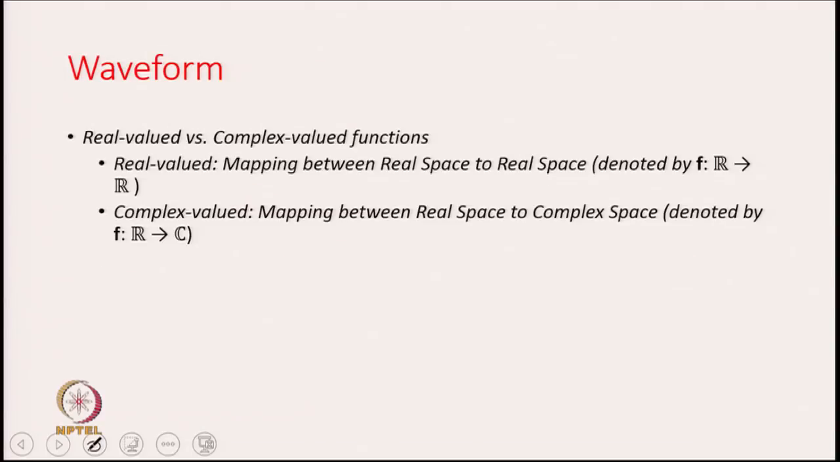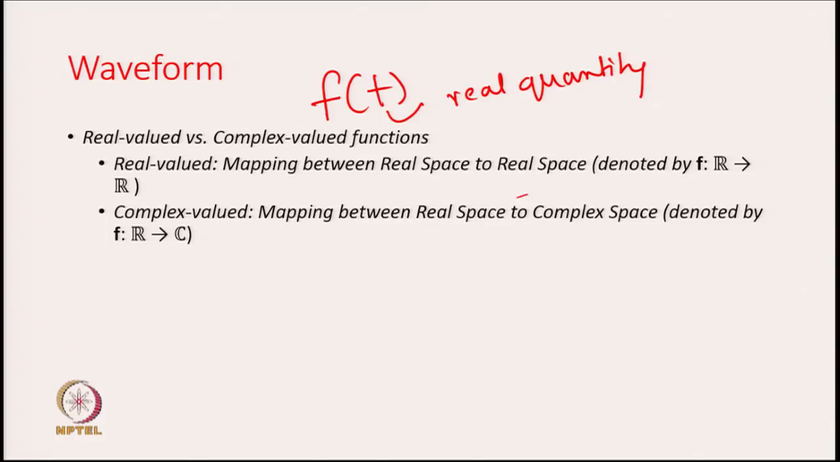Now, functions can be of two kinds: a real valued function or a complex valued function. Because the functions in which we are interested have time as the independent variable, it is a function like f of t. Now, time is always a real quantity, never a complex quantity. So, these functions provide a mapping from real space, because time is always real, to a real space, meaning the value of the function is real, or a mapping from real space to complex space, meaning f of t can take a complex value.